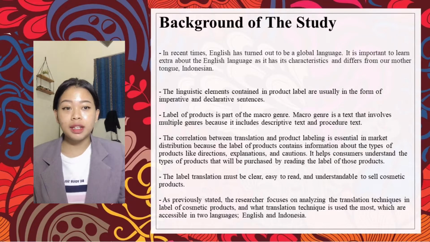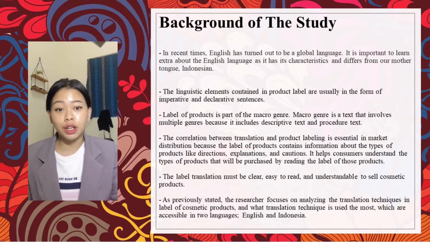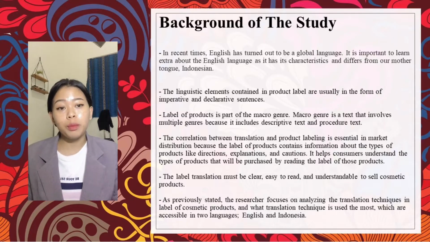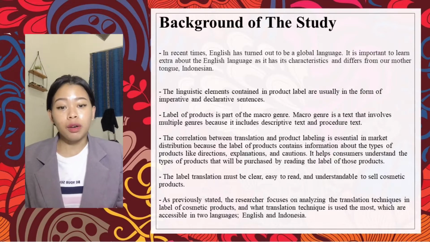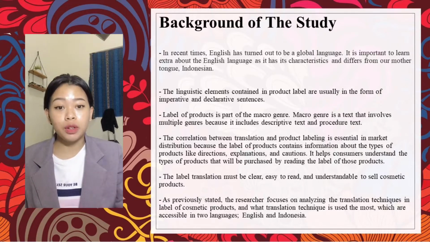In recent times, English has turned out to be a global language, so it is important to learn more about the English language, as it has characteristics that differ from our mother tongue, Indonesian. The linguistic elements contained in the product label are usually in the form of imperative and declarative sentences. Label of products is a part of the macro genre. Macro genre is a text that involves multiple genres because it includes descriptive text and procedure text.